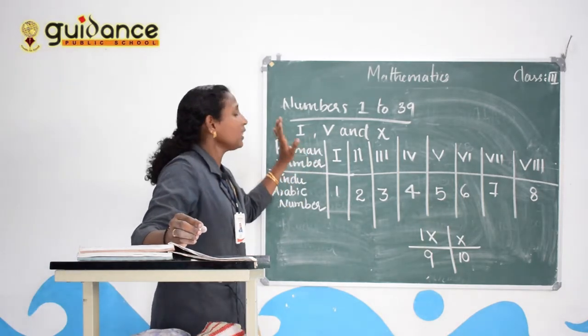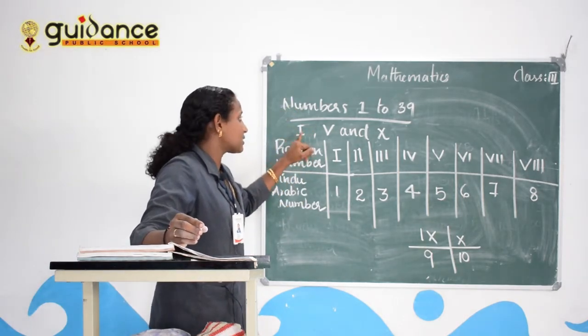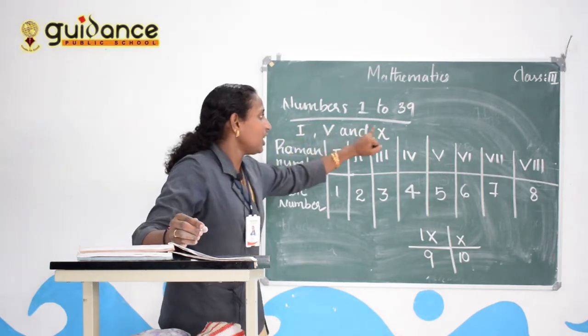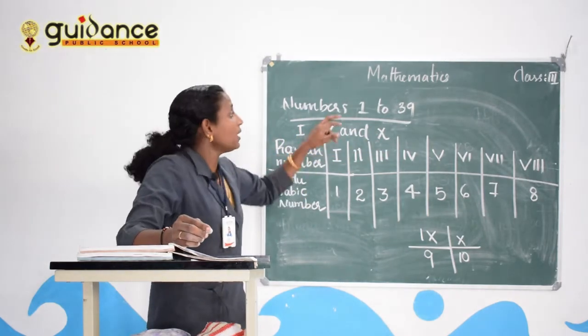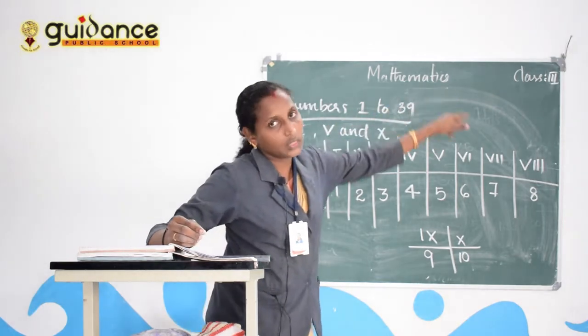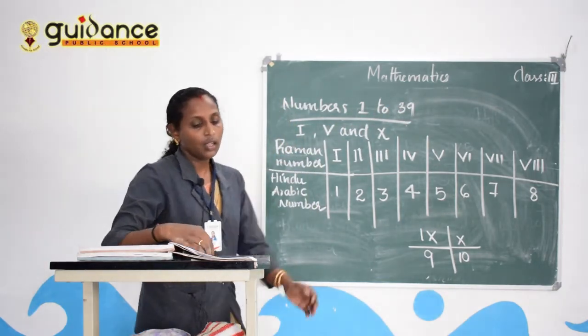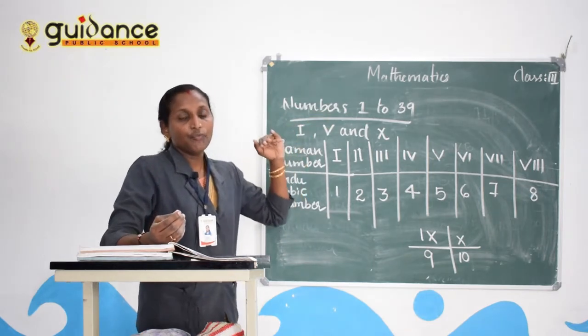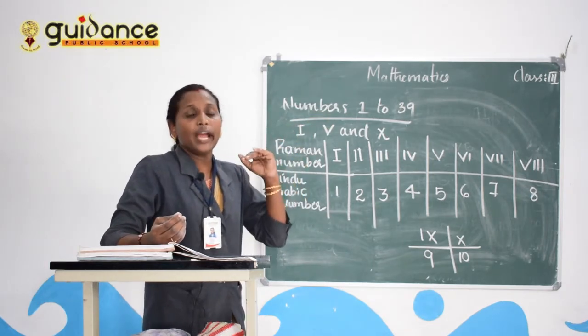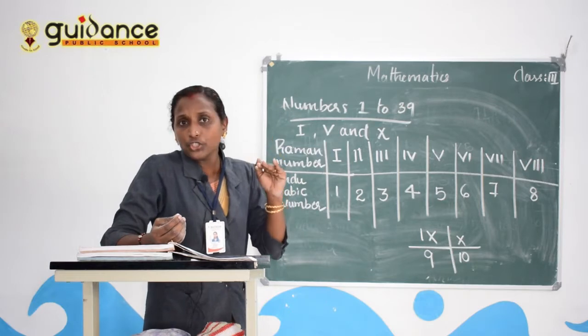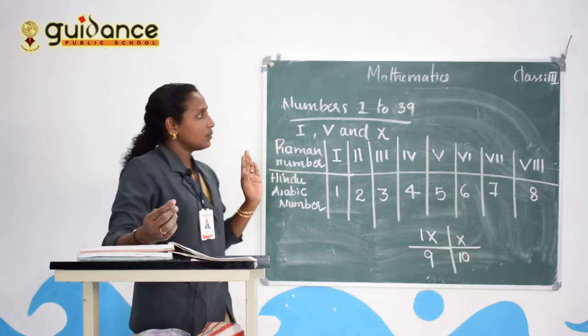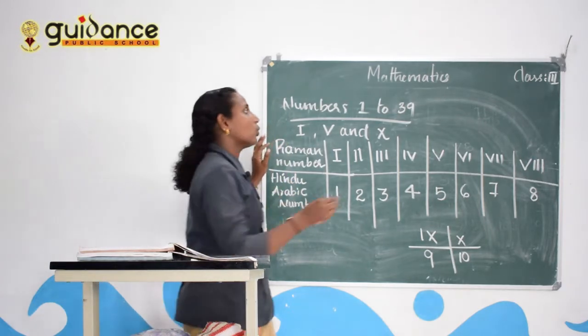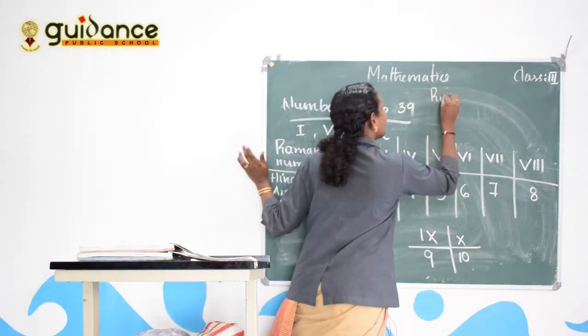So using 3 alphabets I, V, X we form the numbers 1 to 39. I told you using the letters we put together to write the number according to some rules. So all of you look at the first rule. Rule 1.